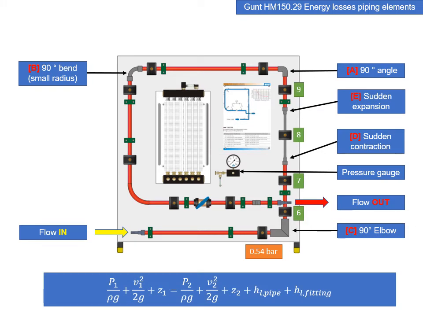So once we've undertaken the calculations for determining the differential pressure across positions A and B, we're then going to look at how we theoretically calculate the pressure at positions 6, 7, 8 and 9. And we're going to do this by considering the pressure at the first annular, just before the 90-degree elbow, of 0.54 bar. And then we're going to use Bernoulli's equation to calculate the pressure at position 6, 7, 8 and 9.